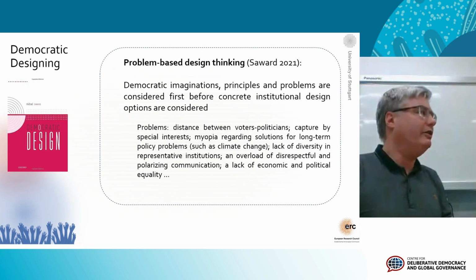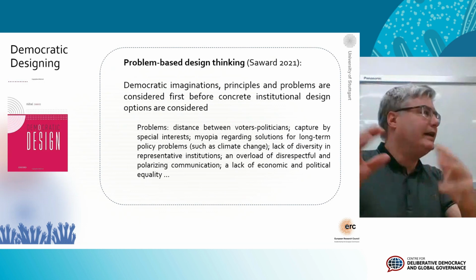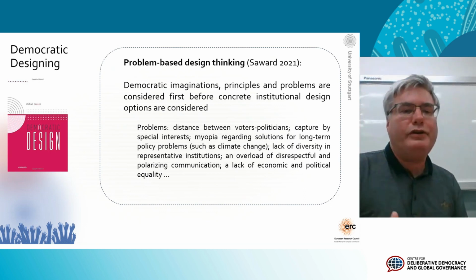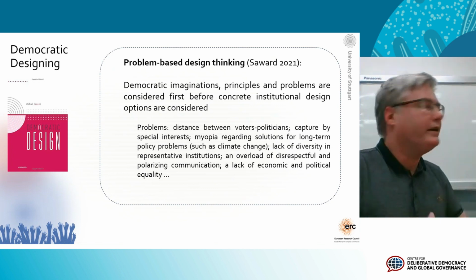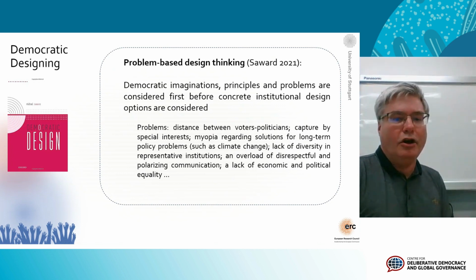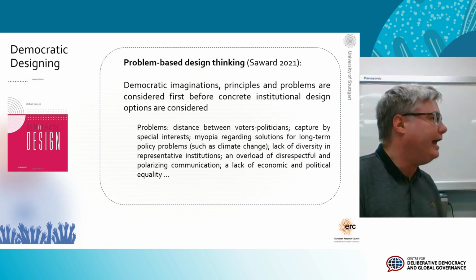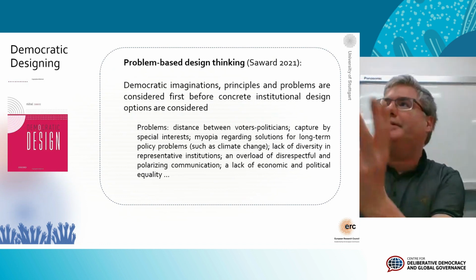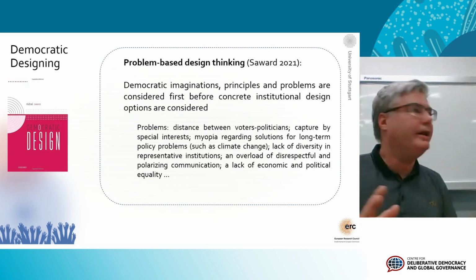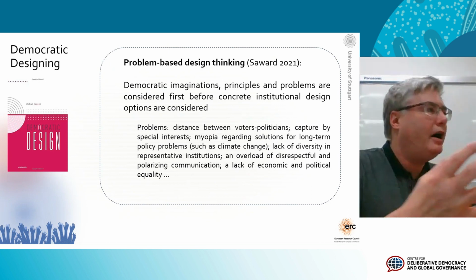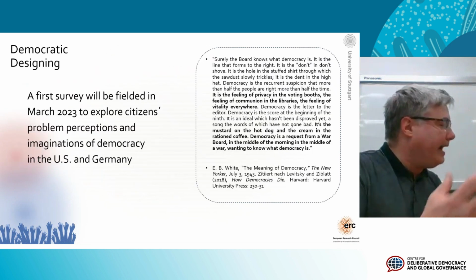For instance, I've just listed some problems that came up in what citizens have with current democracy: distance between voters and politicians, or capture by special interests, or an overload of disrespectful and polarizing communication in the public sphere, or, as many have also said, a lack of economic and political equality. These are all problems, and the question is, what sort of designs do match that?